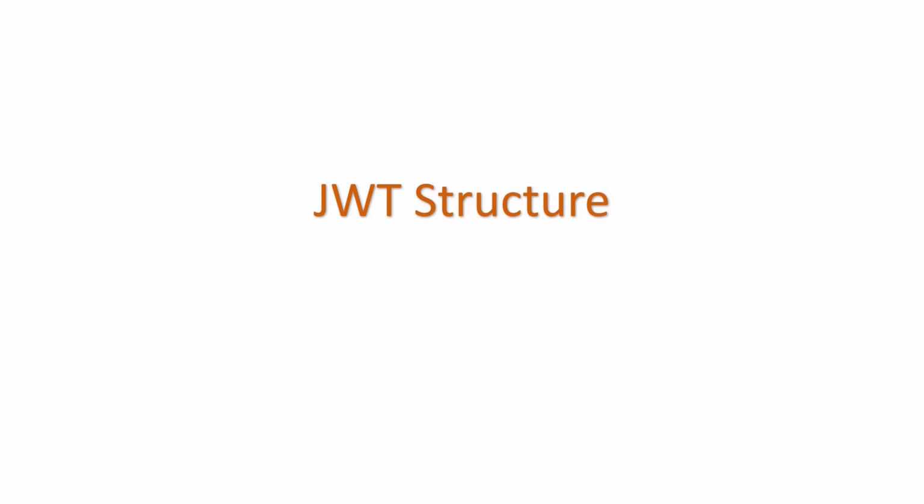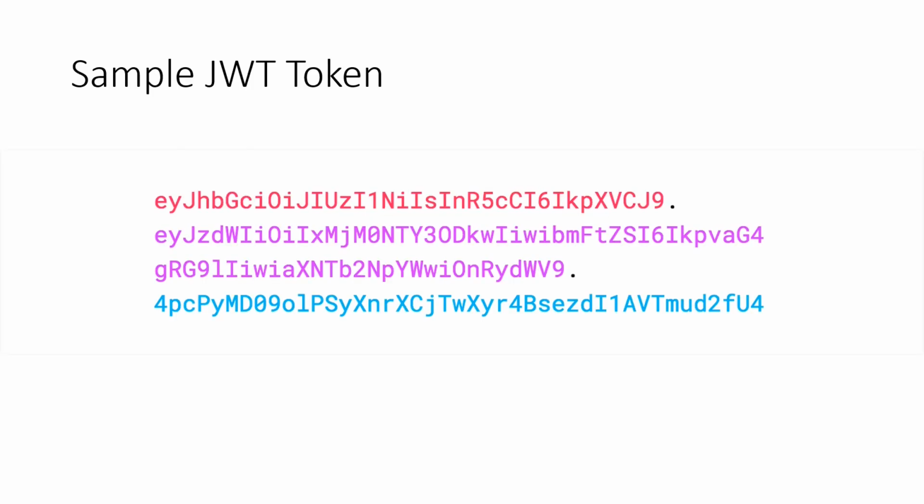So a typical JWT token looks like this. You can see that it has three parts. There are two periods over here. The first part is the red one, the second part is the purple one, and the third part is the blue one. Each part has its own significance that we are going to see, and we can understand the meaning of these parts from its website itself.